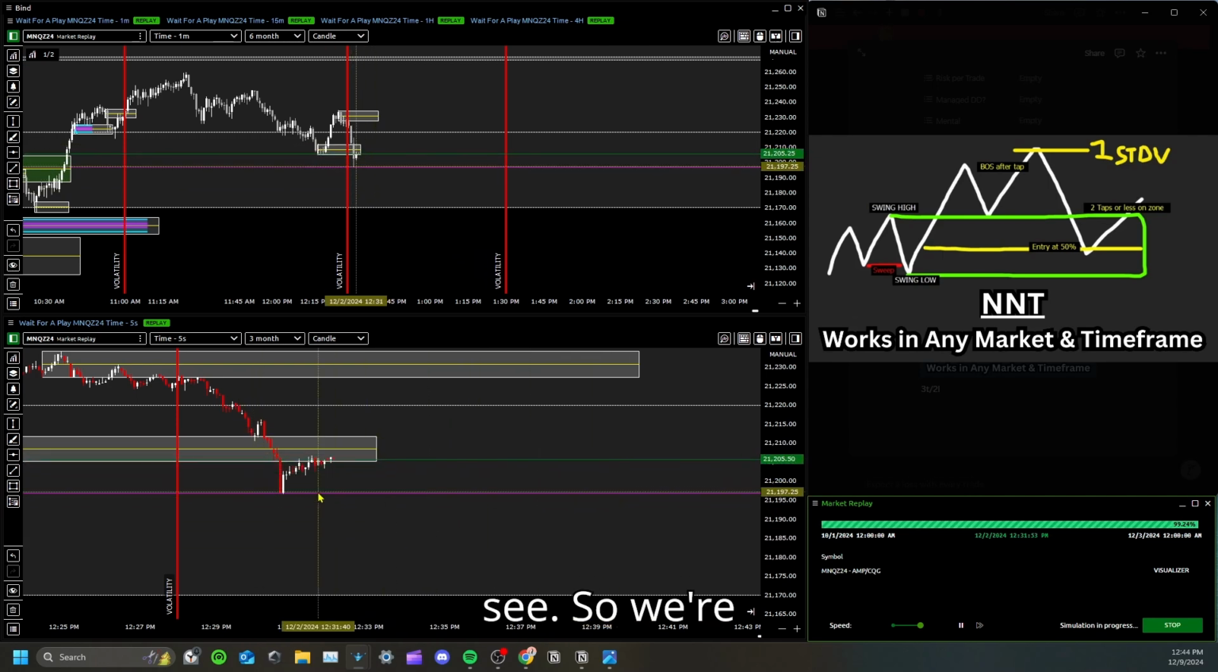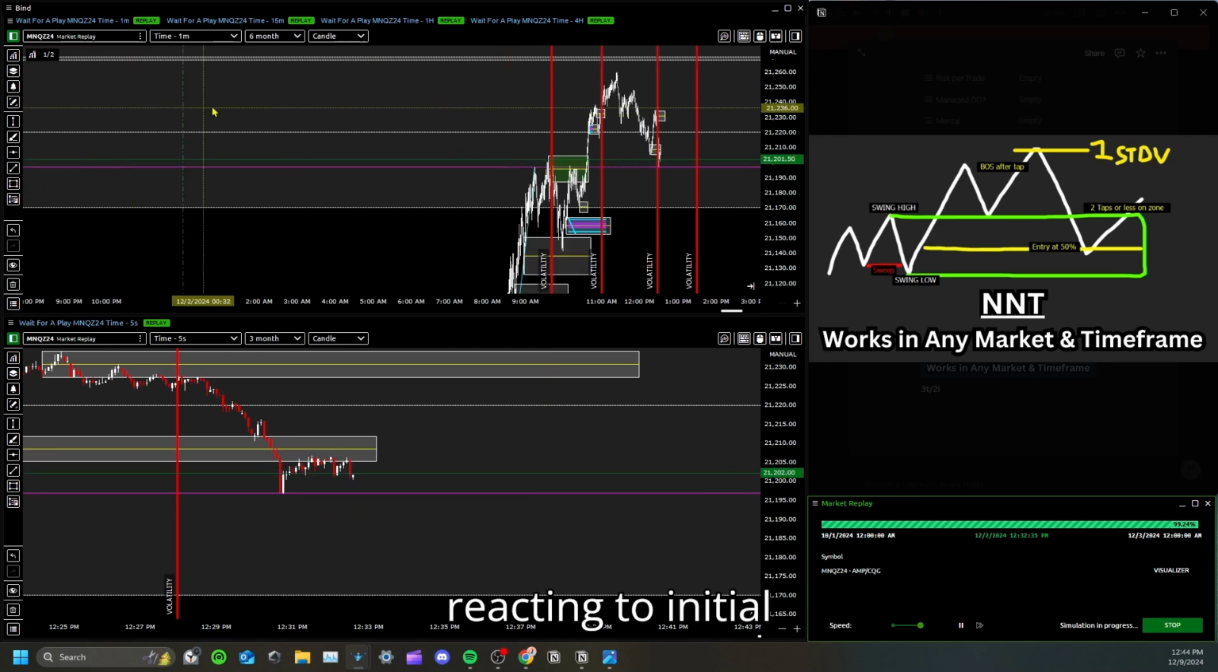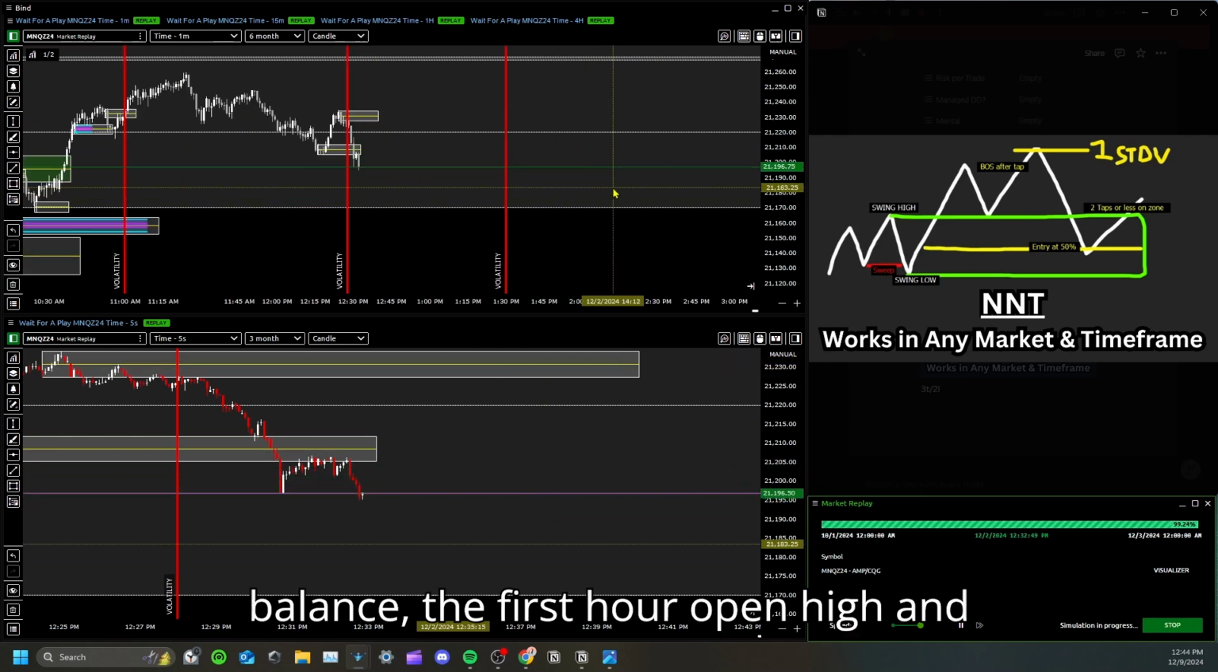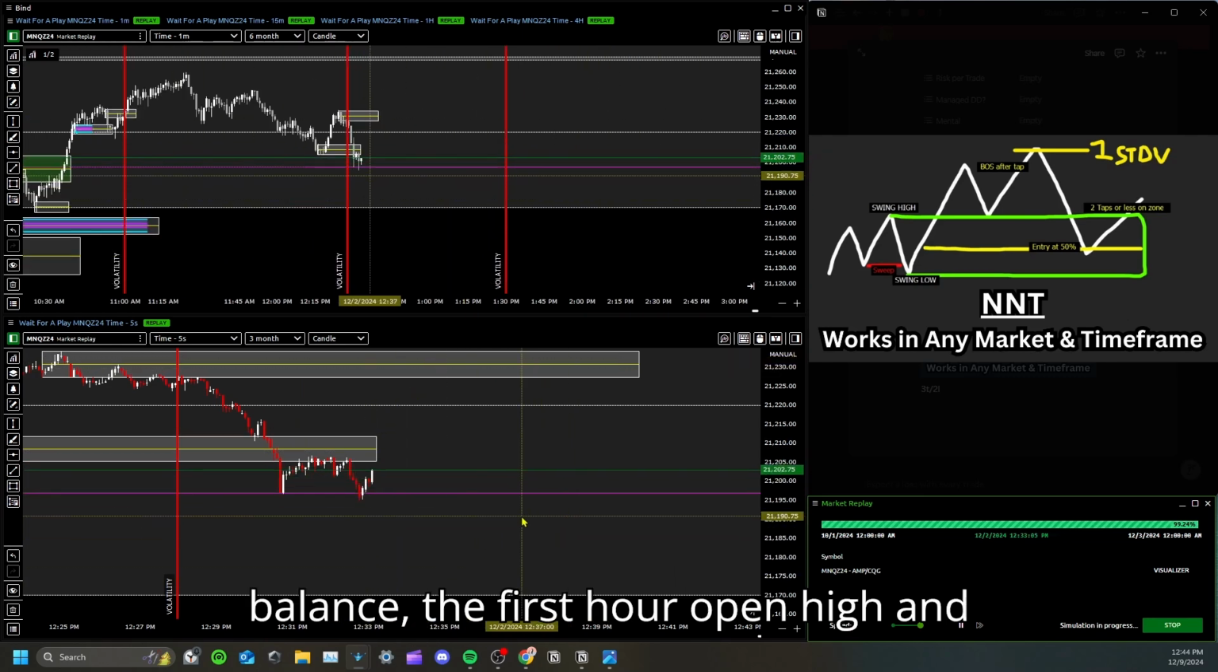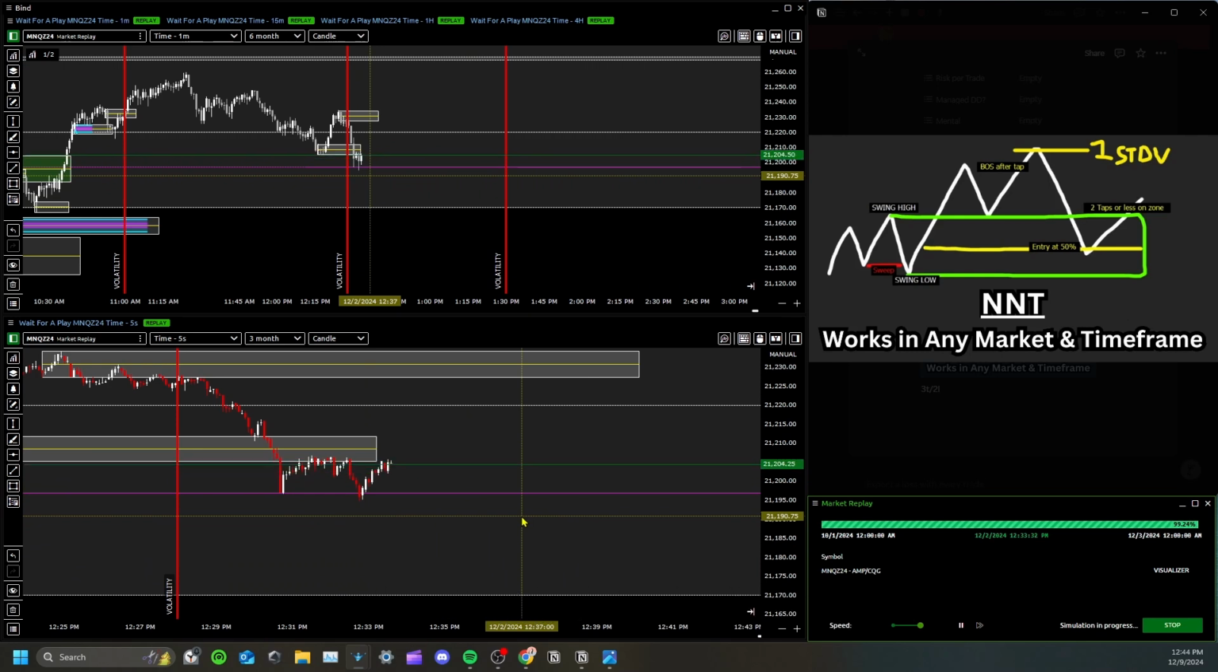Let's see. So we're reacting to initial balance. The first hour open, high and low. That's what initial balance is.